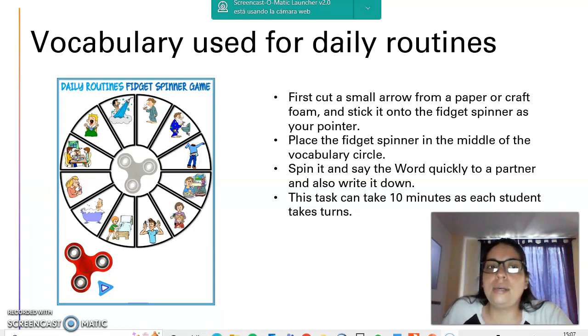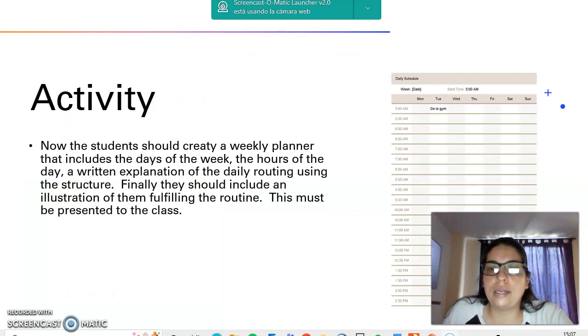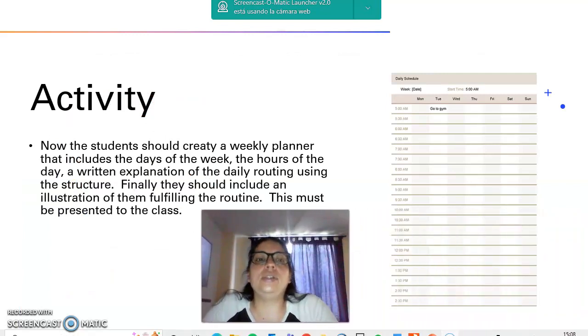Once the student becomes familiarized with the different daily routines or habits, then they have to work on this individual activity. All right. Okay, so now the student should create a weekly planner that includes the days of the week, the hours of the day, and a written explanation of the daily routine using the structure. Finally, they should include an illustration of them fulfilling the routine. This must be presented to the class.